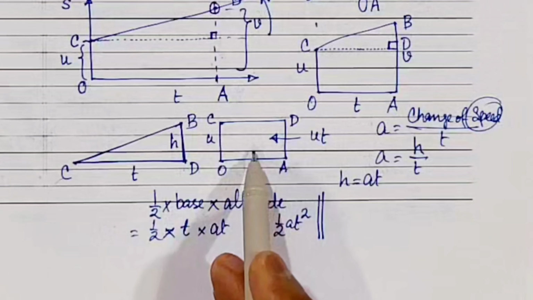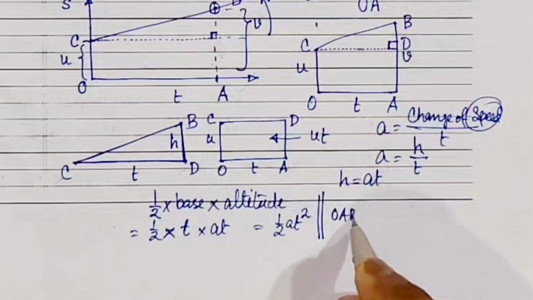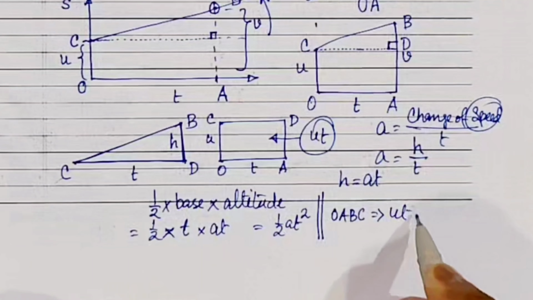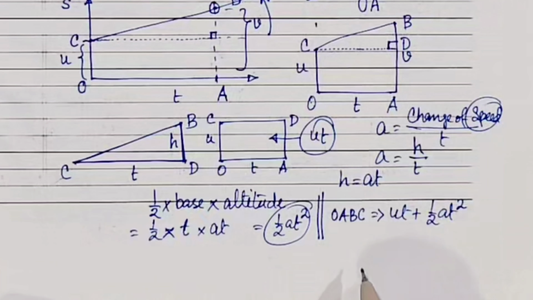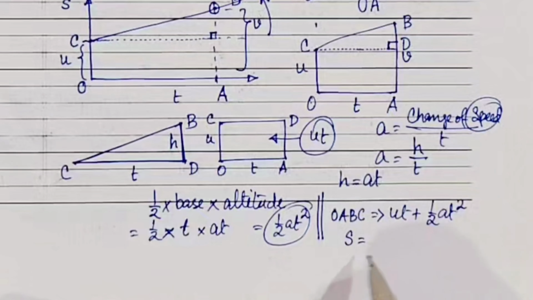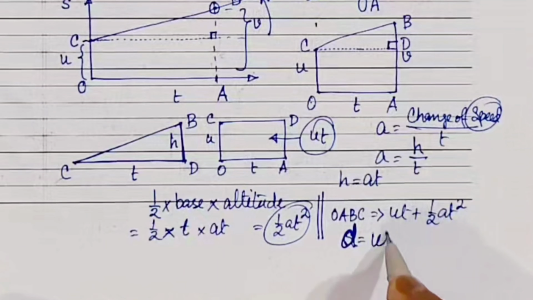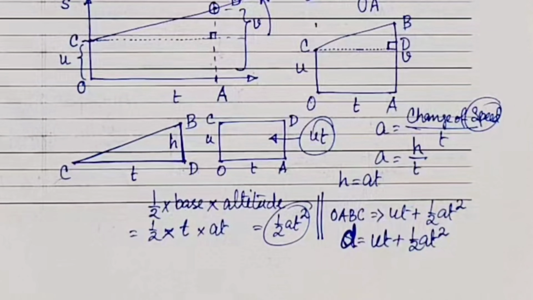So with this, now we know the area of the triangle. We know the area of the rectangle. So what is the overall area? Overall area OABC is UT plus half AT square. So the distance traveled is UT plus half AT square. Remember that we will push that into our bucket of formulas later. This is one of the very important formulas regarding motion that we need to memorize and keep in mind.